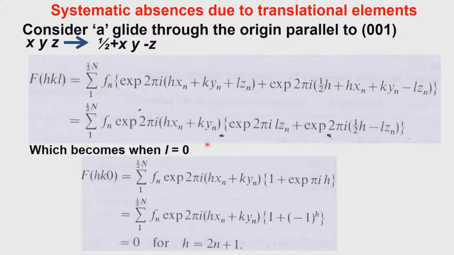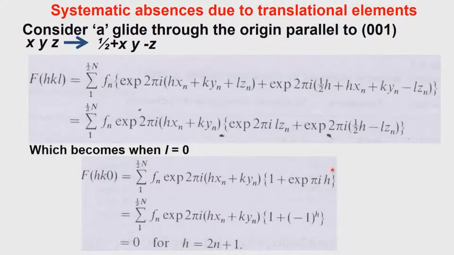What happens when L is put equal to 0 is this expression will now simplify. So, we write the expression for f of hk0. That means, we are now looking at only the projection reflections. We look at different values of h, different values of k, but 0 value for the z value. So, whenever this is 0, it is a projection down the z axis and the expression becomes sum from 1 to half of n, f of n, exponential 2 pi i (h x n plus k y n) multiplied by 1 plus exponential pi i h.